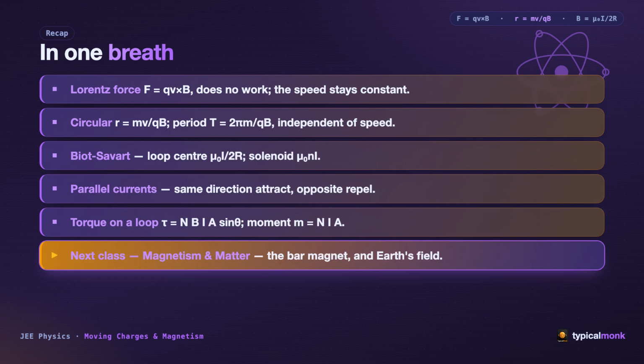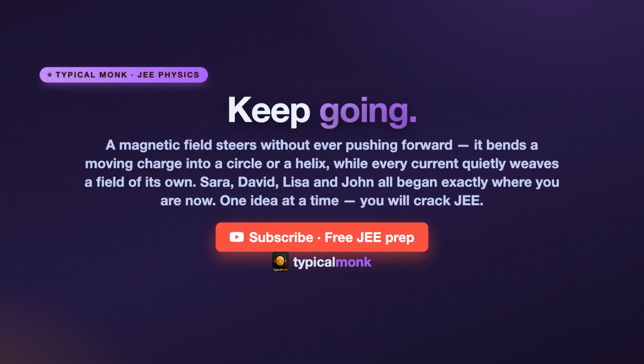Next class, magnetism and matter, the bar magnet, and the Earth's magnetic field. A magnetic field steers without ever pushing forward. It bends a moving charge into a circle or a helix, while every current quietly weaves a field of its own.